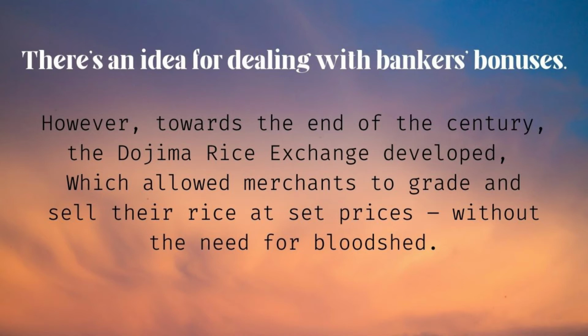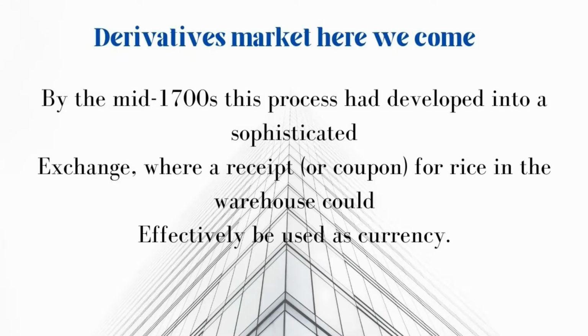However, towards the end of the century, the Dojima Rice Exchange developed, which allowed merchants to grade and sell their rice at set prices without the need for bloodshed. Derivatives market, here we come. By the mid 1700s, this process had developed into a sophisticated exchange, where a receipt or coupon for rice in the warehouse could effectively be used as currency.